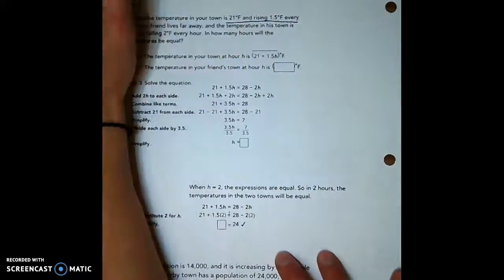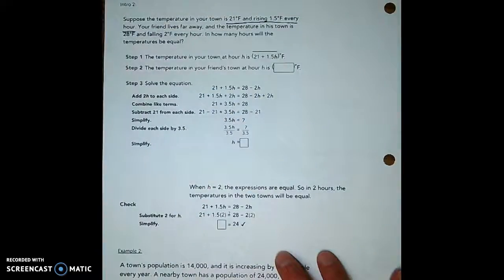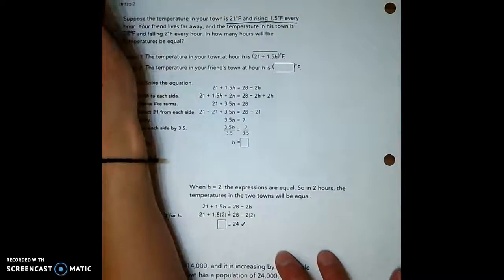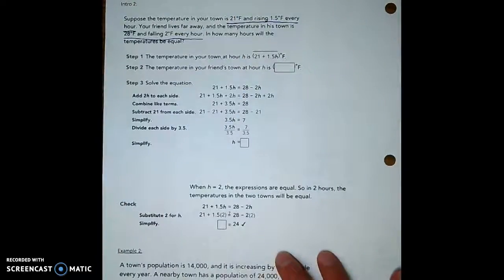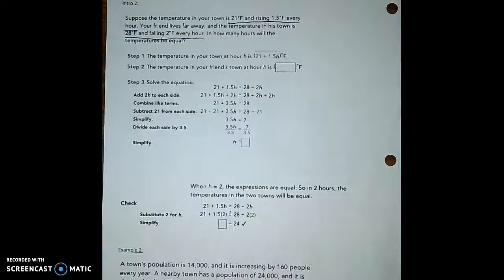So this example says, suppose the temperature in your town is 21 degrees Fahrenheit and rising 1.5 degrees Fahrenheit every hour. Your friend lives far away and the temperature in his town is 28 degrees and falling 2 degrees every hour. How many hours will the temperatures be equal?